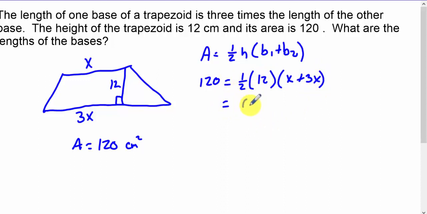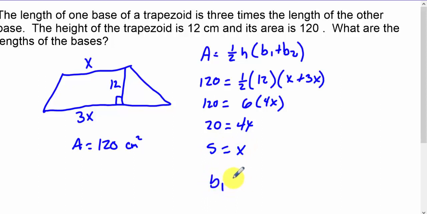I'll multiply this first, which is 6. That's 4x. 240. I don't want to divide by 24. I'll just divide by 6 because I can do it in my head. 20 is 4x. And then 5 is x, which makes one base equal to 5 and the other base equal to 15.